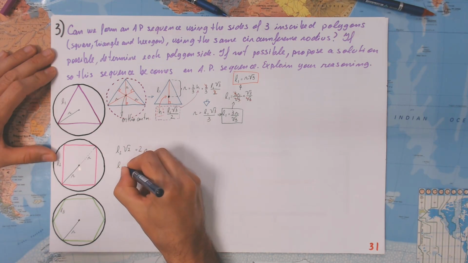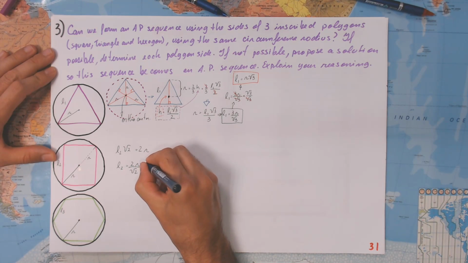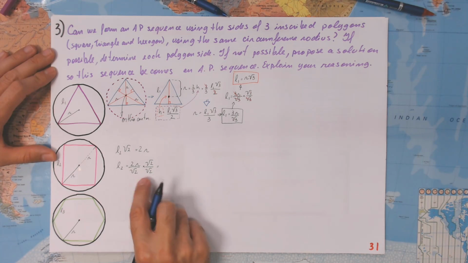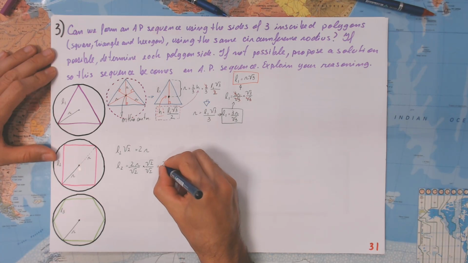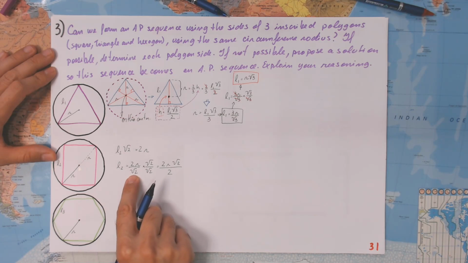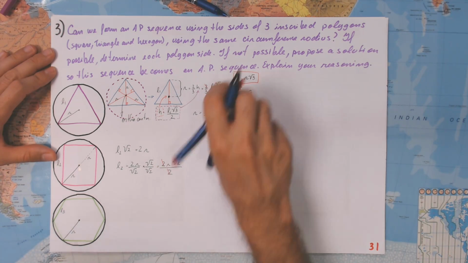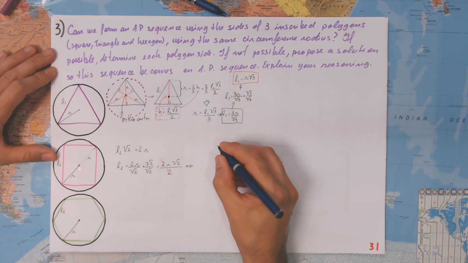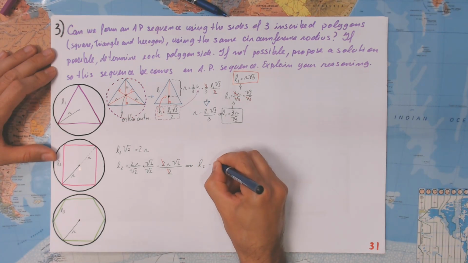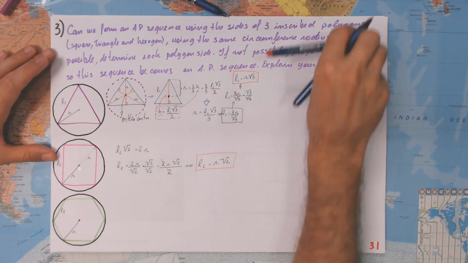So L2 is 2r divided by square root of 2. Again, multiply by square root of 2, because when we do, we're going to get rid of that square root of 2. And this is going to be 2r square root of 2 divided by 2, okay? Square root of 2 times square root of 2 is just 2. Now we have our next relation. L2 is r square root of 2. This is our next relation.